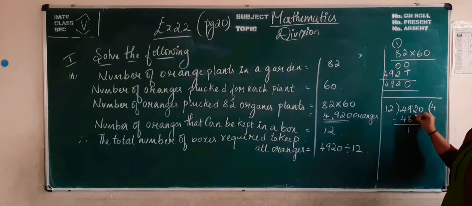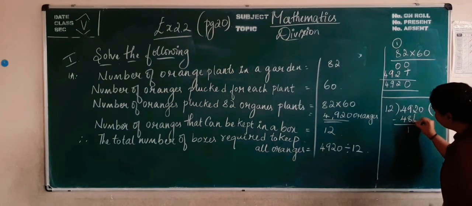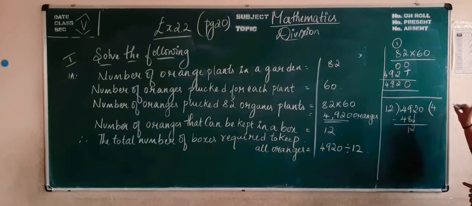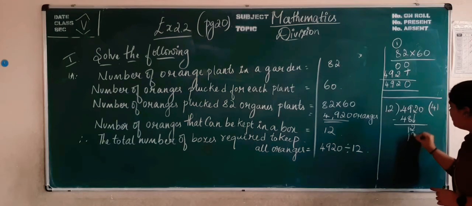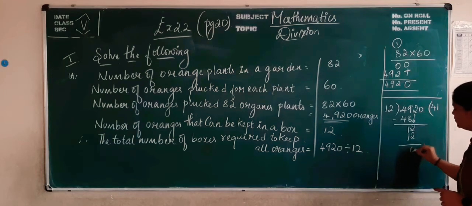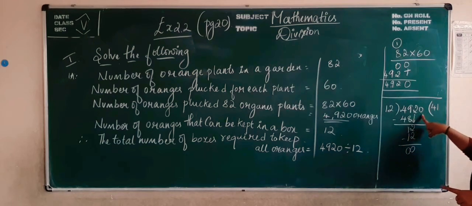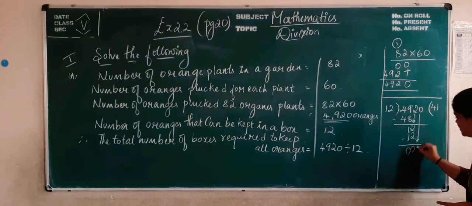Now after subtraction, I'll bring the 1 digit down, that is 2 down. We know that 12 ones are 12. So 2 minus 2, 0. 1 minus 1, 0. Again, after subtraction, there is one more digit.